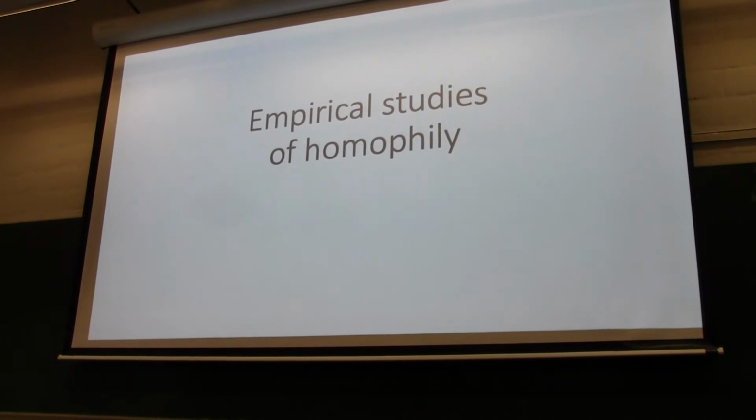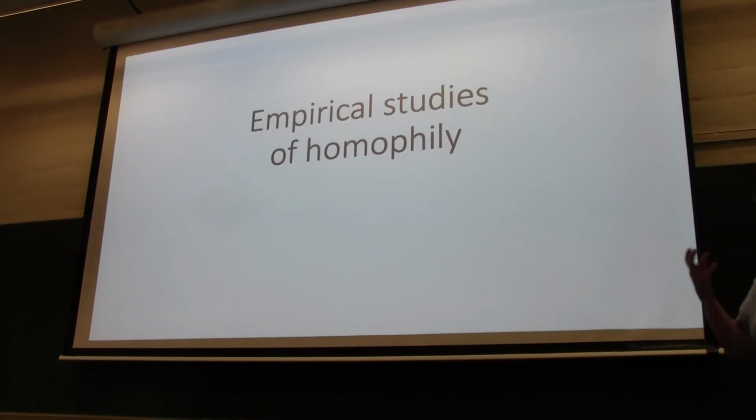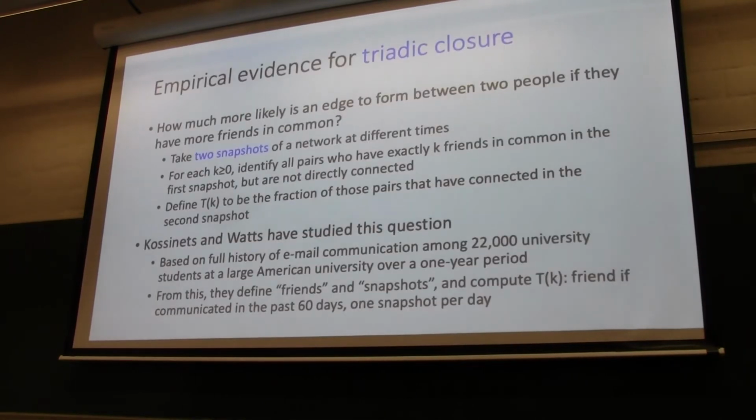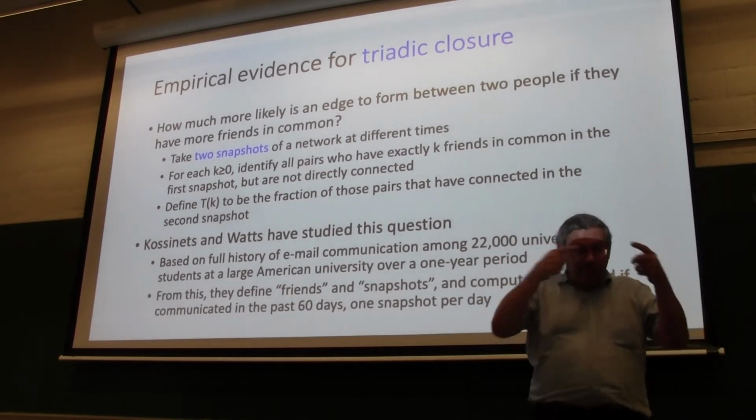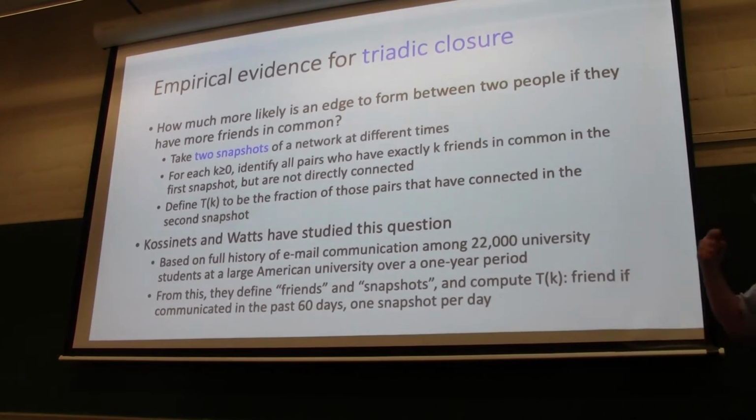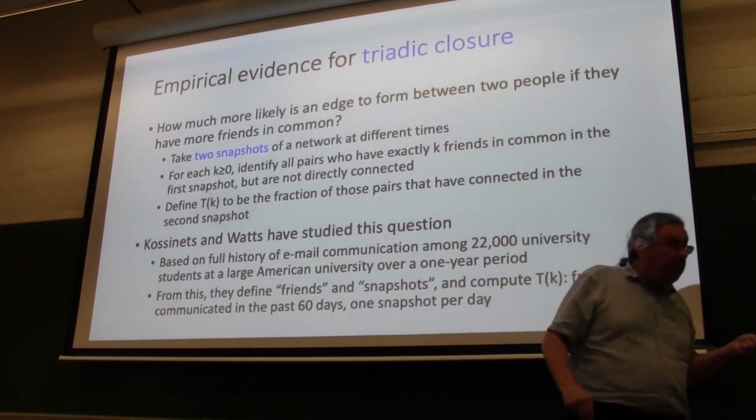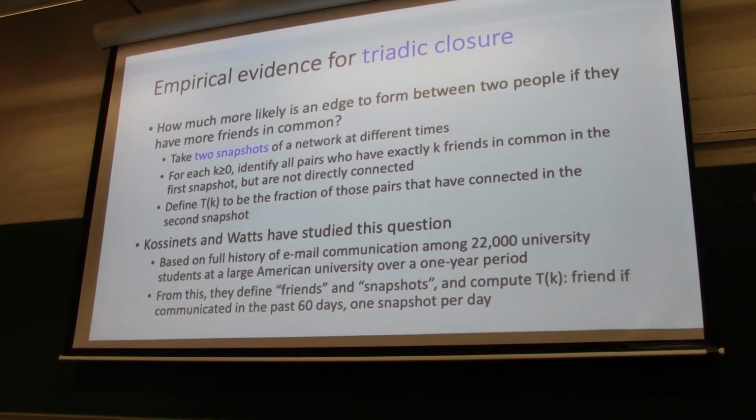Okay. There's also some empirical studies. In this course, there are a lot of studies of real internet applications, so we're going to show that too. For example, how much more likely is an edge to form between people if they have more friends in common? You might think if there's one friend in common, they can become friends. But if they have two friends in common, it's more likely. Or three friends in common, it's even more likely. So you want to see what the likelihood is as a function of the number of friends in common. So how do you do that?